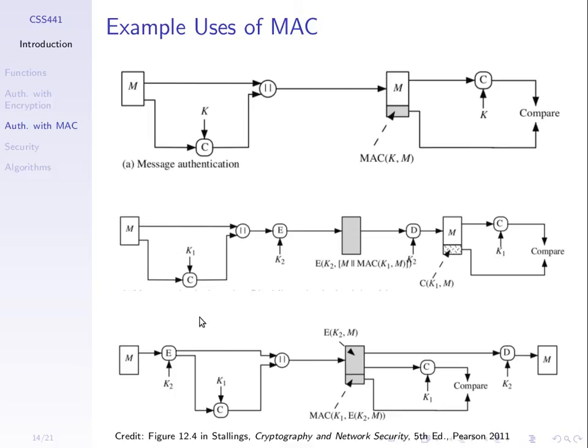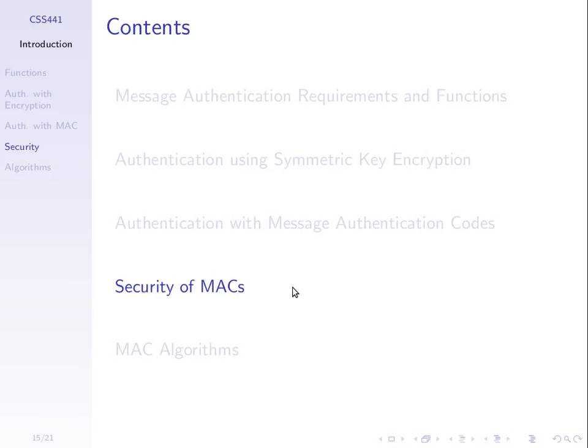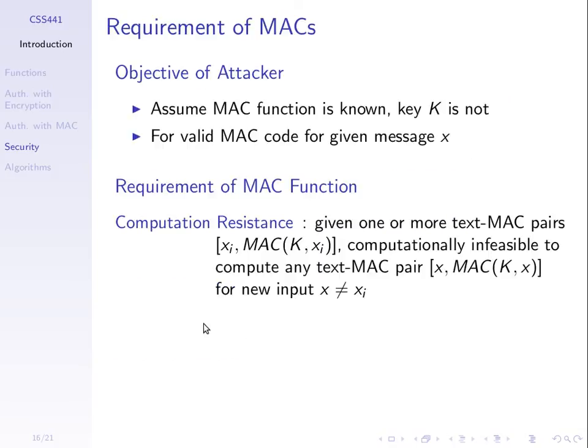Let's return to the slides. Next week we'll look at these variations. Basically they combine authentication with encryption for confidentiality. We'll talk about them next week. Let's just summarize what we know.